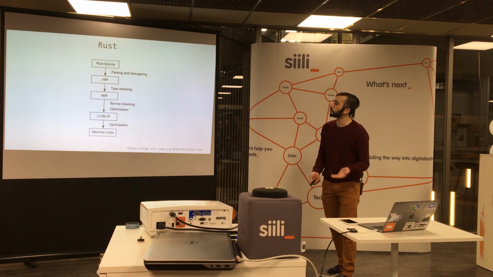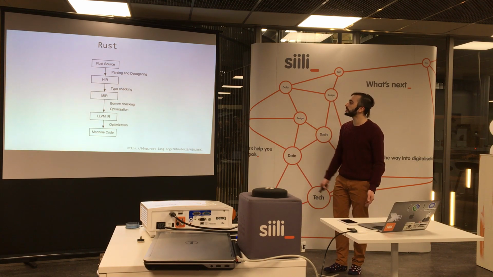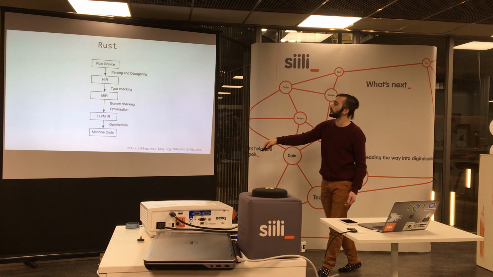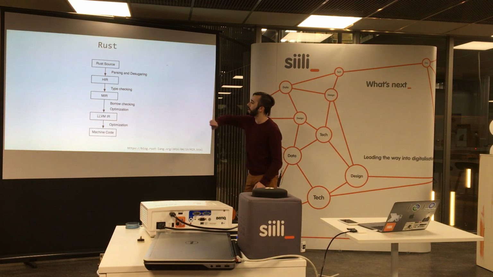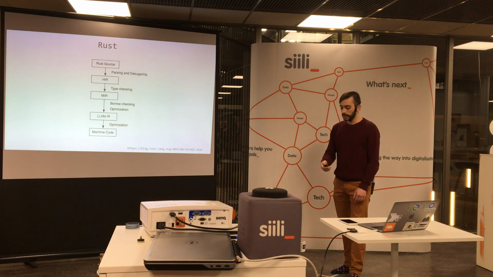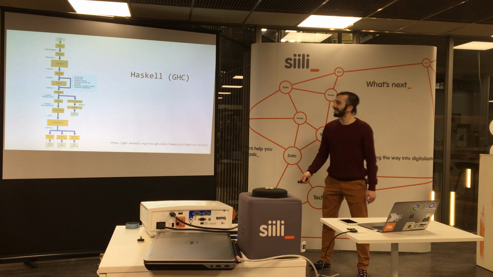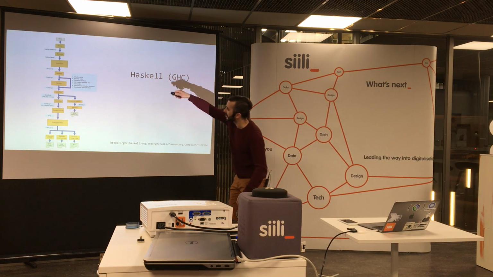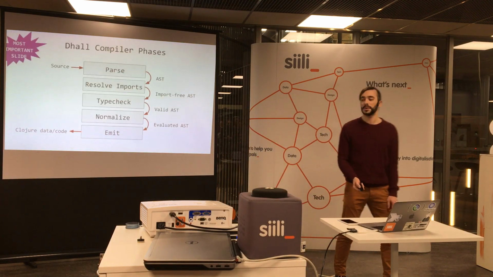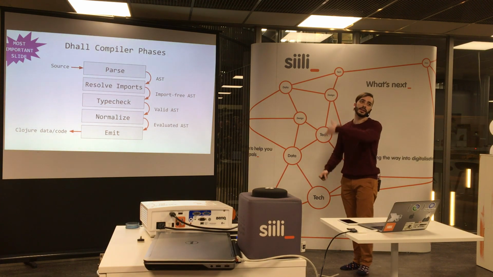And then this is the Rust compiler. I don't know if this is the current architecture. This is from 2016, but you can see there's the Rust source, and then it goes through a bunch of phases. There's parsing, type checking, borrow checking, optimization, and then you have the machine code. And then, well, this is the best, you have the Haskell compiler, which is really many phases, and you have type checking, simplification, etc., and then you have machine code here at the bottom. And this is how the Dhall compiler works. It's divided in phases.